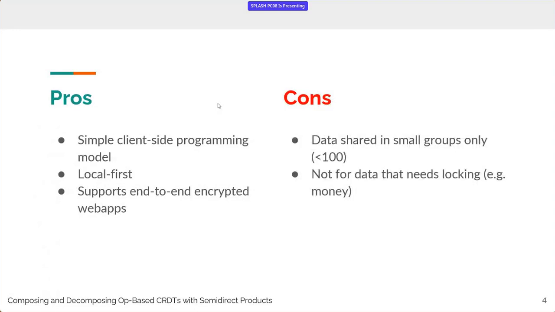Disadvantages of CRDTs: they're really designed for data shared in small groups, basically because every device is processing every update from every other device. So here we're really thinking Google Docs or Slack, not Twitter. They're not for data that needs locking. In technical terms, CRDTs are eventually consistent, or really strong eventually consistent, whereas for things like monetary transactions, you really want strong consistency.